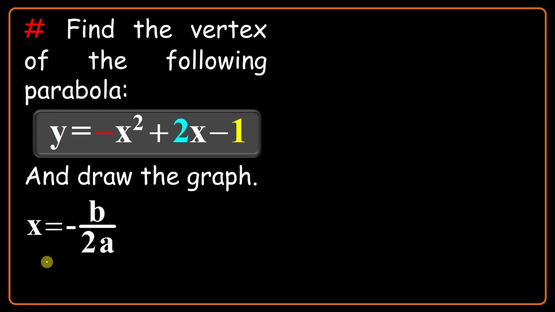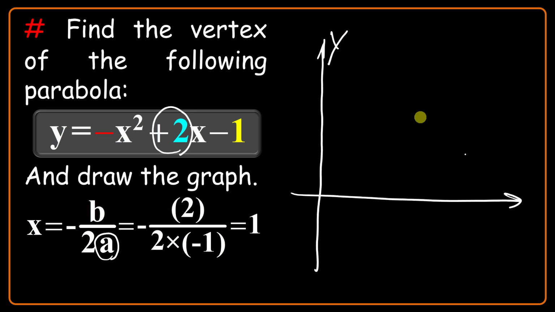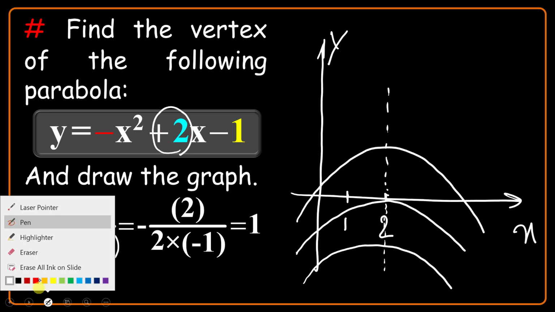x is equal to -b over 2a, b is positive 2, a is -1, so I substitute the values and the answer is 1. Seems that here is the axis of symmetry, y versus x. I think it's 1 maybe, and it's 2. This is the axis of symmetry. And so the parabola may be here, maybe here, and maybe here, depending on the number of roots. I don't know. I should check the value.